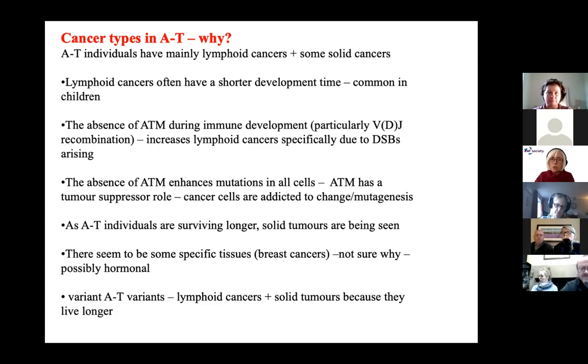But then on top of that is this quite significant aspect that there's a role of ATM during the development of your lymphoid cells, particularly these T and B cells. So the absence of ATM enhances the possibility of mutations in all cells. And because cancer is addicted to mutations, and because ATM has this tumor suppressor role, AT cells can have increased frequency of all cancers.